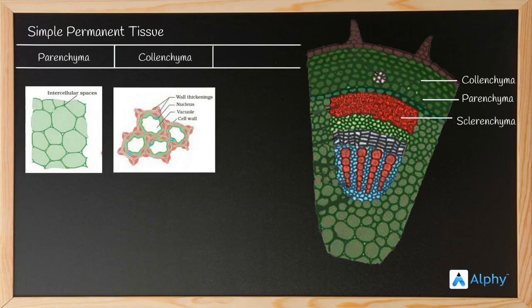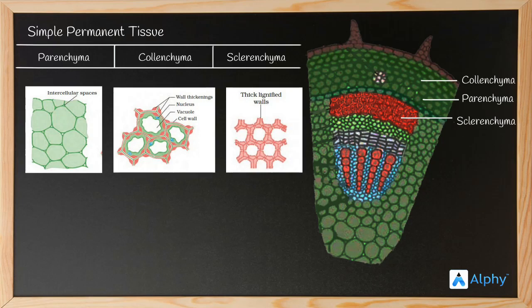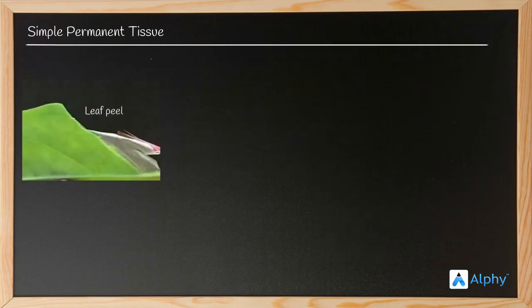See, we have collenchyma and sclerenchyma. So these are the pictorial representations. And we know these three are simple permanent tissues. What are the other simple permanent tissues? Today we will focus on the other simple permanent tissue, right? Let's move on. And here we have a picture.